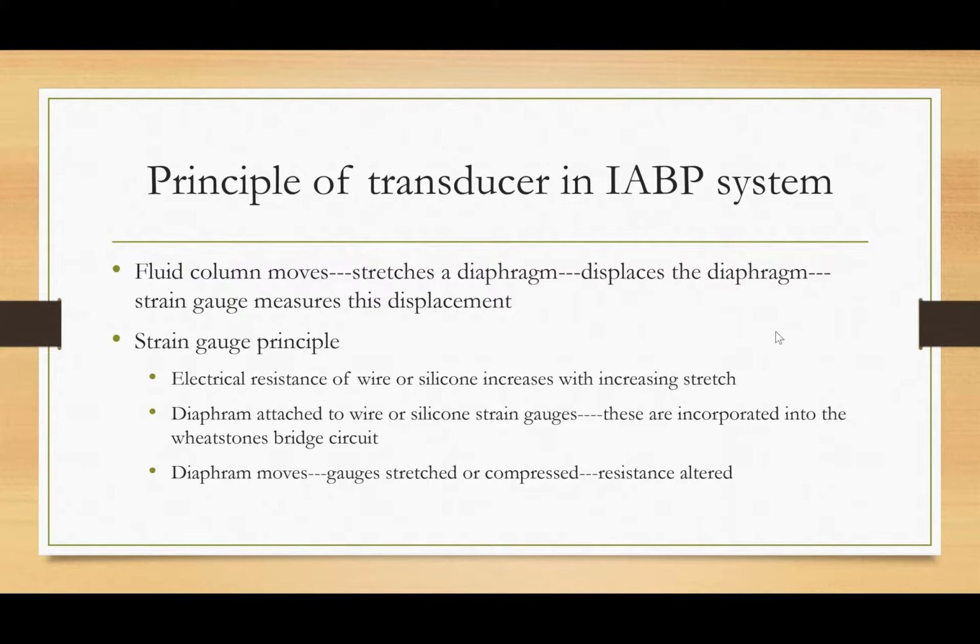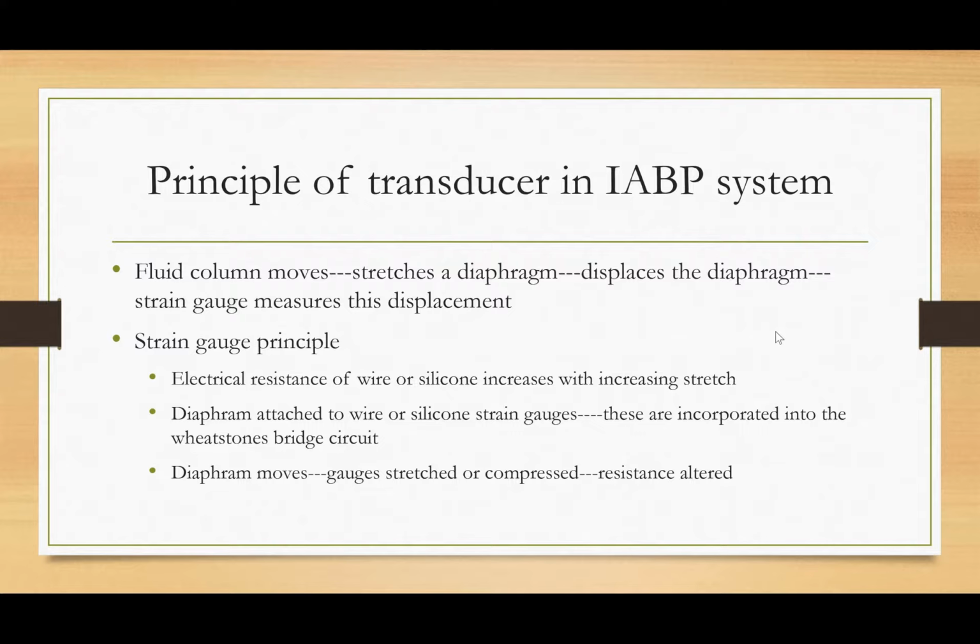So the strain gauge principle is that the diaphragm in the transducer is attached to a strain gauge. The strain gauge is made up of either a wire or silicon. The electrical resistance of the wire or the silicon increases with increasing stretch. So as the diaphragm is stretched, the strain gauge gets stretched and the resistance of the system increases. And this strain gauge is a part of the Wheatstone's bridge.